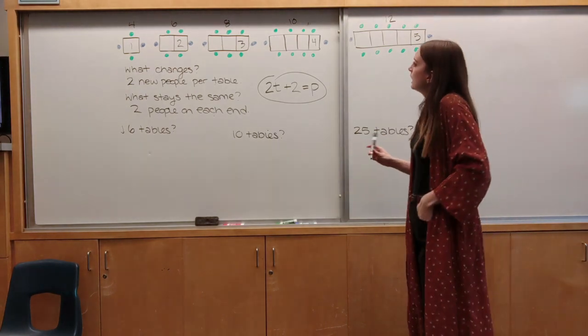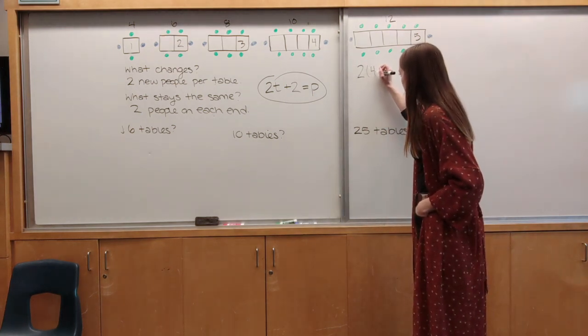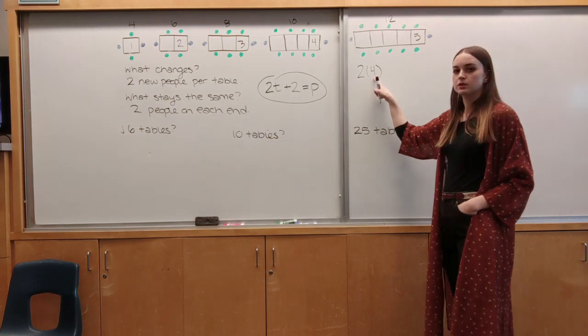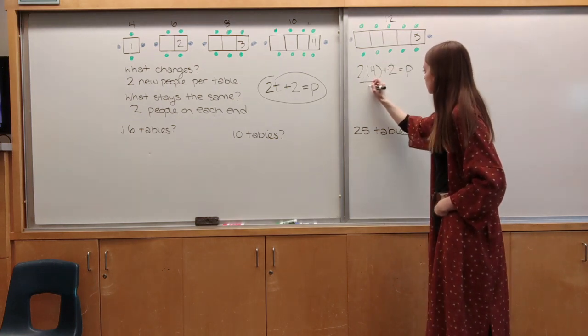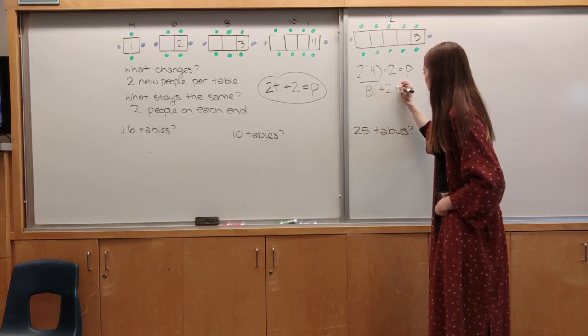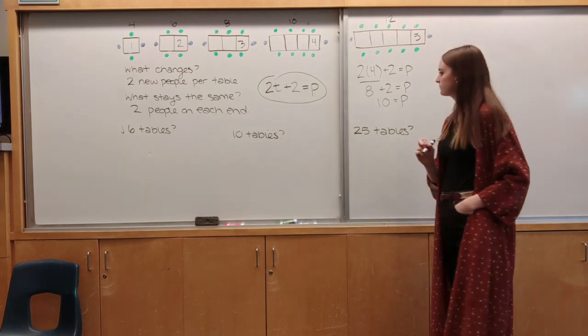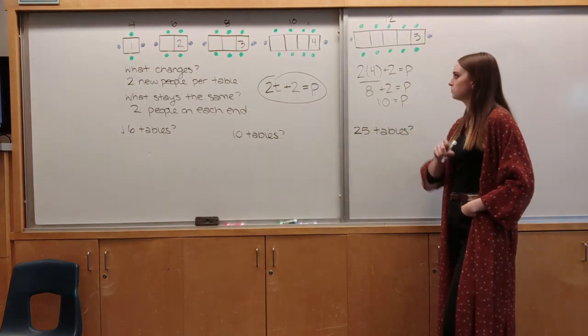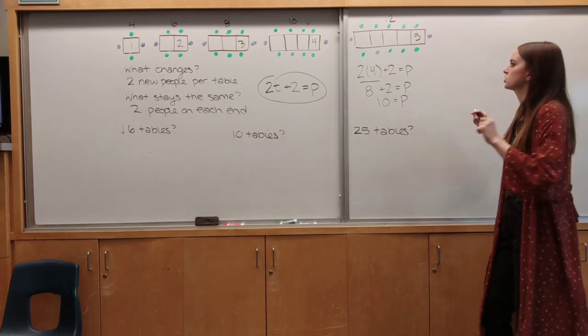So let's check. I'm going to pick 4 tables. Okay, I'm just plugging in my table number to the equation. And solving it. Following BEDMAS, I get 10 people. And we had 10 people at 4 tables. I could check another one just to be sure.